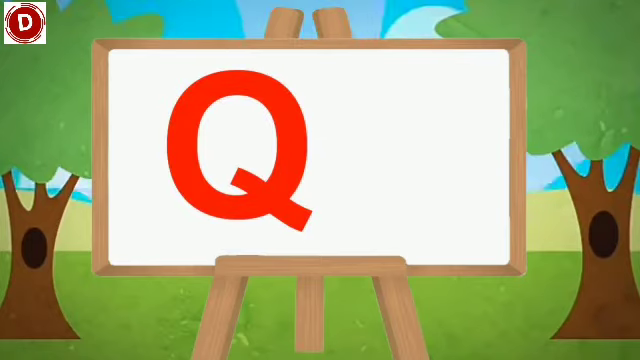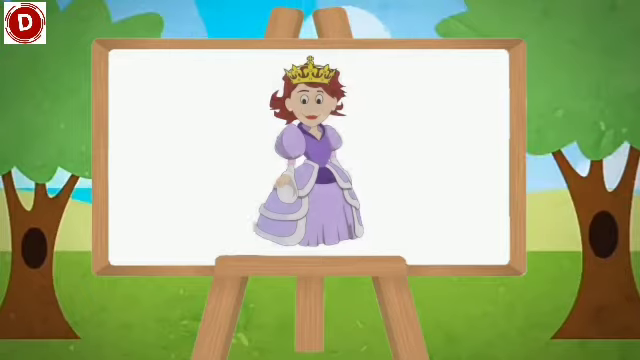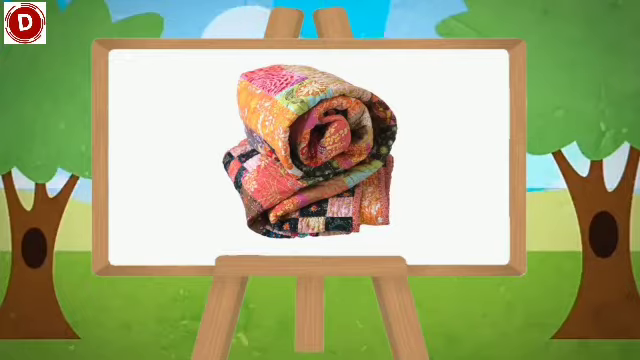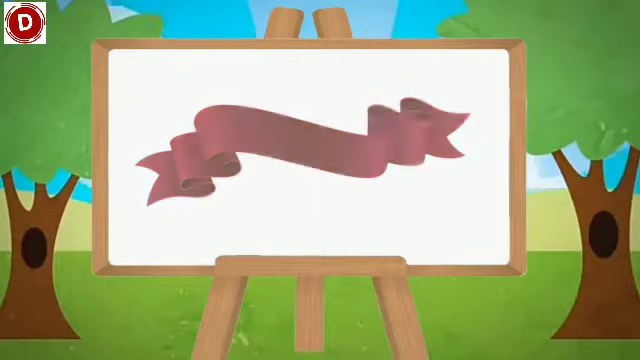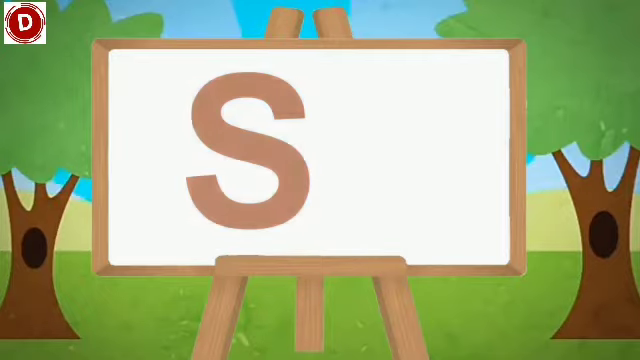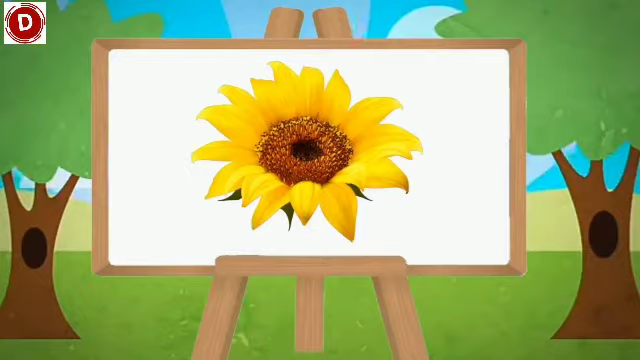This is capital Q and small q. Q for queen and Q for quilt, matlab rajai. Children, this is capital R and here comes small r. R for ribbon and R for rabbit. This is capital S and small s. S for soap. S for sunflower.